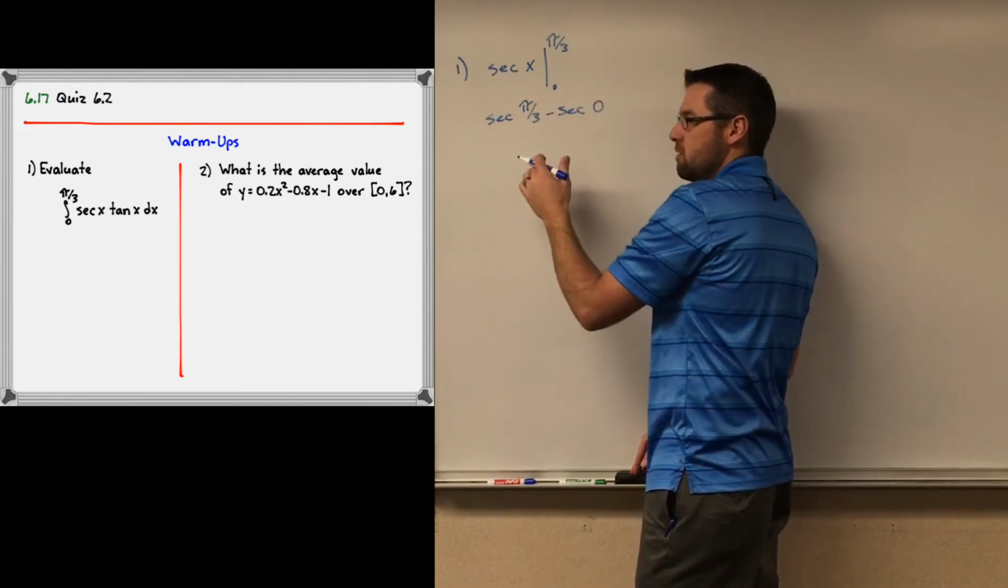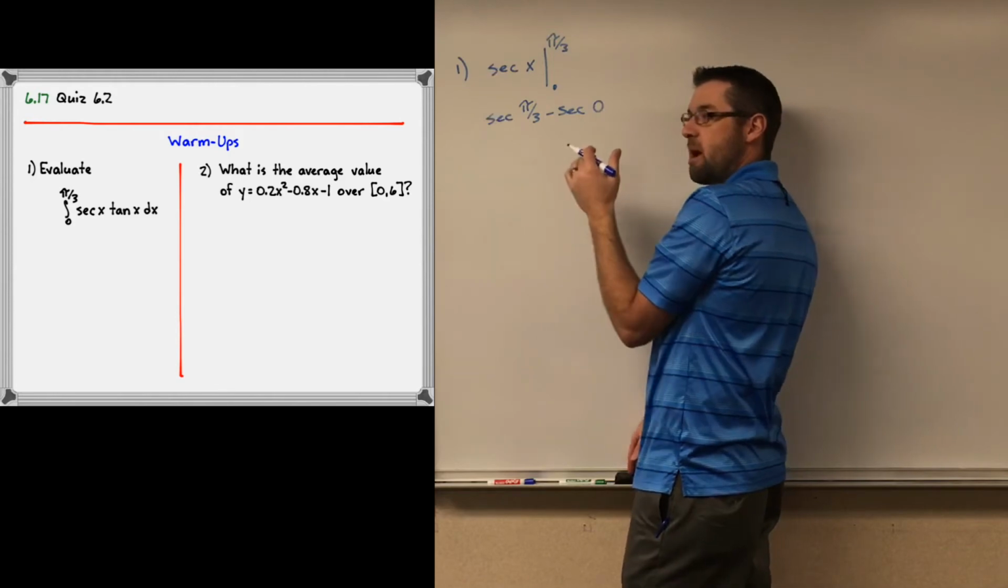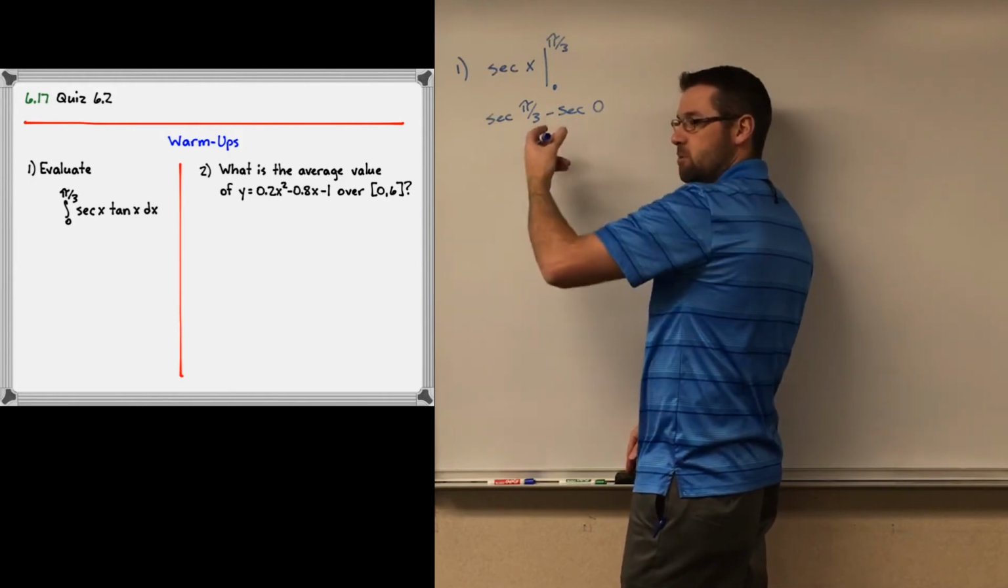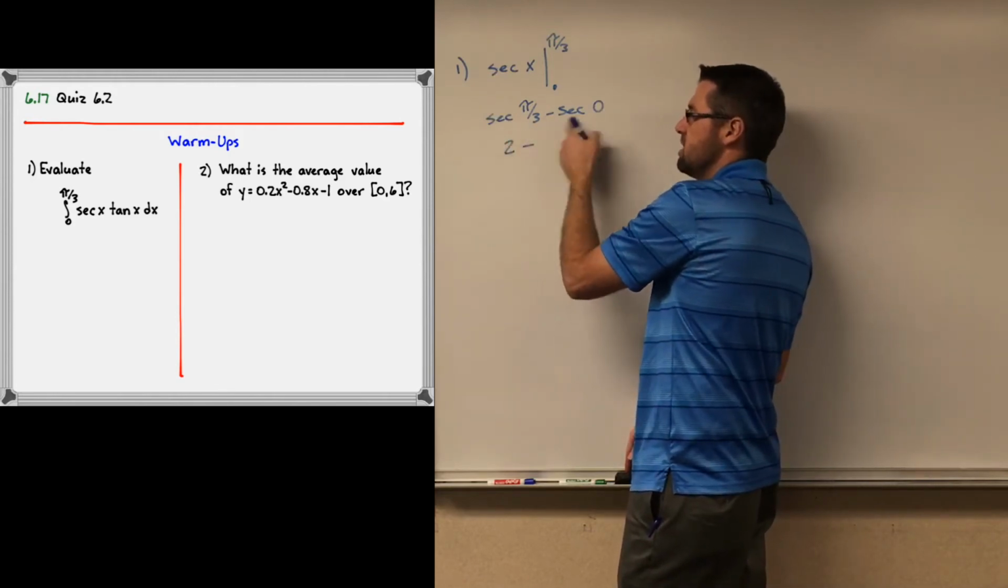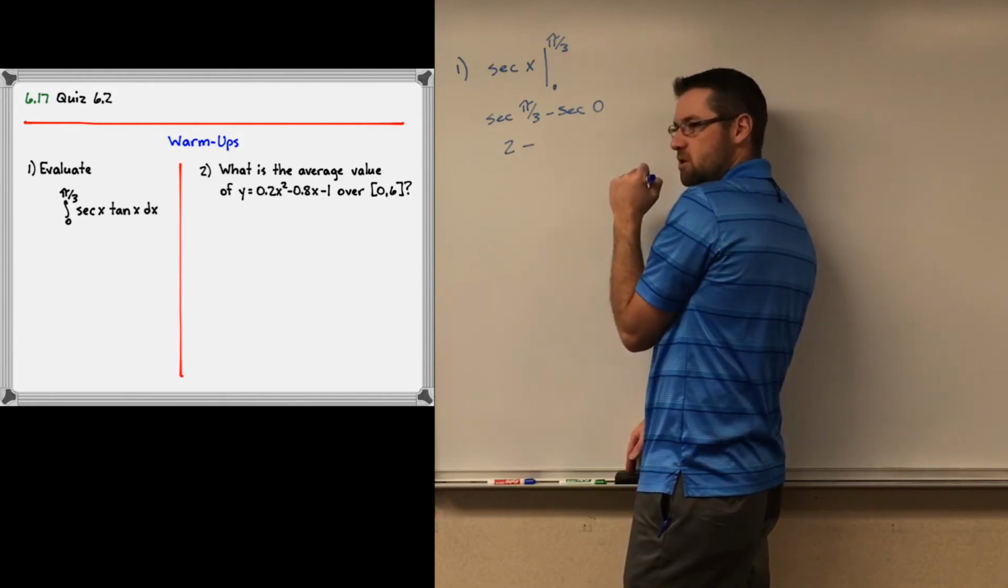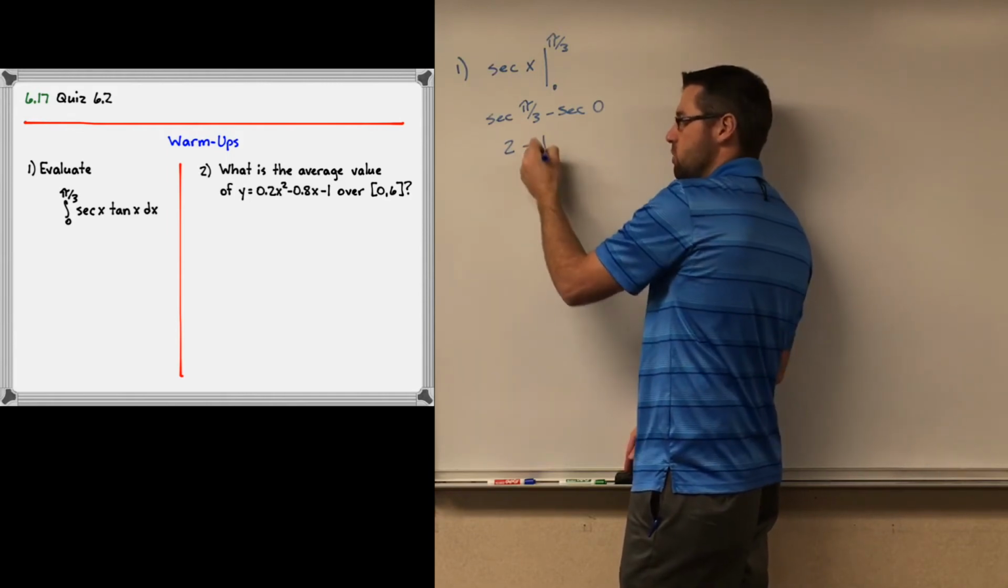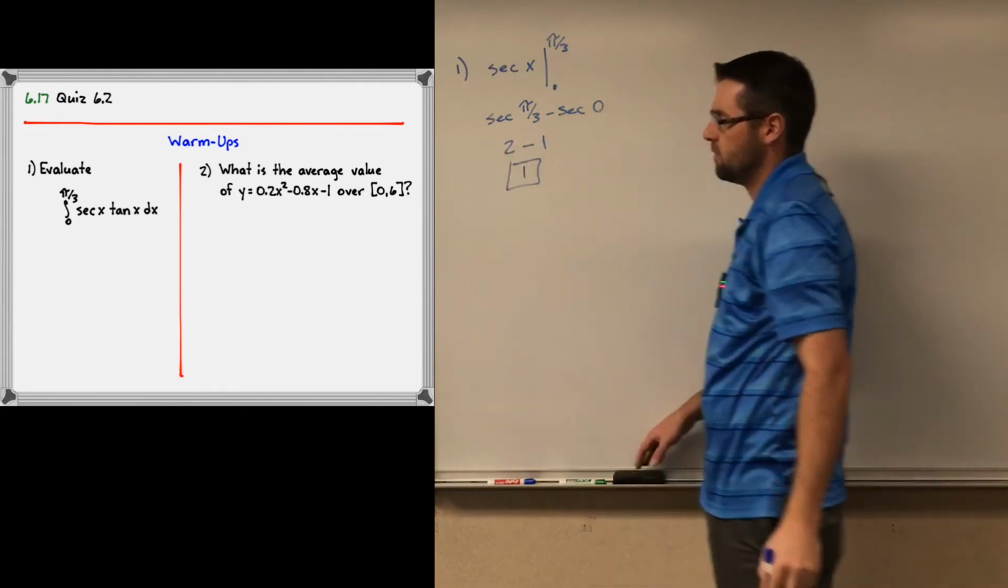What's secant of pi over 3? Because cosine of pi over 3 is 1/2, so it's the reciprocal. So 2. What's the secant of 0? Because the cosine of 0 is 1 and the reciprocal of 1 is 1. So the answer is just 1.